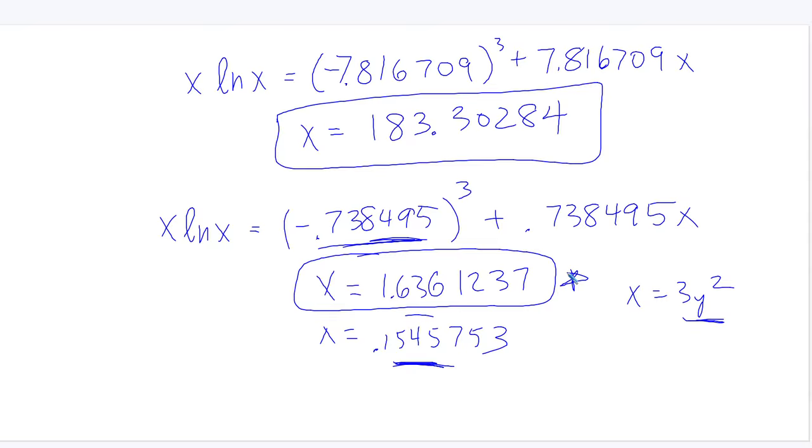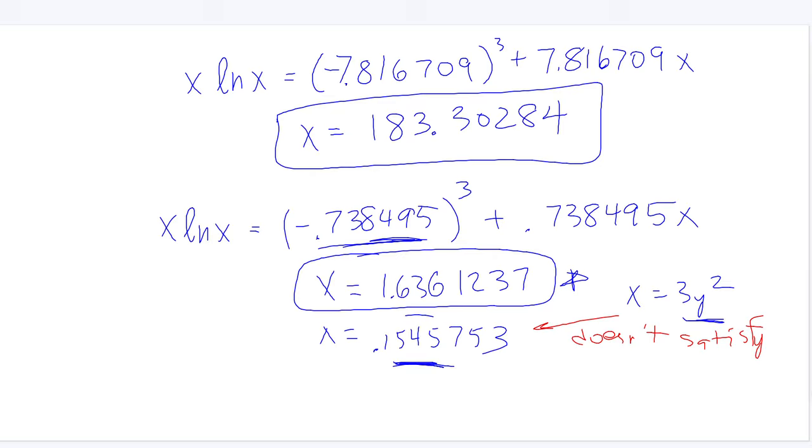This one doesn't satisfy the original denominator of our derivative, right? So it doesn't actually work. It doesn't actually give us that vertical tangent line. And then we got one more left to do.